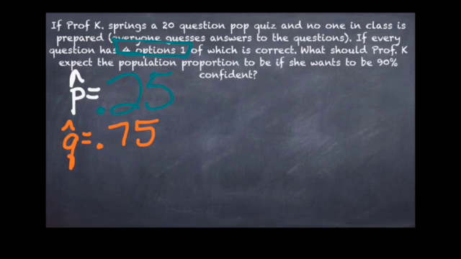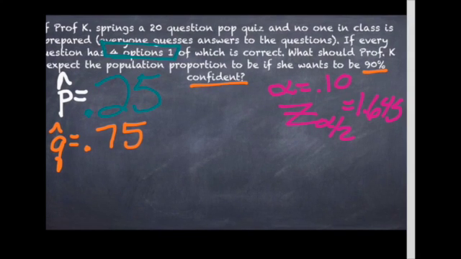What should I expect the population proportion to be if I want to be 90% confident? To be 90% confident, that makes our alpha 0.10 or 10%. So our z of alpha over 2 for 0.10 will be 1.645 as seen on the z-table.